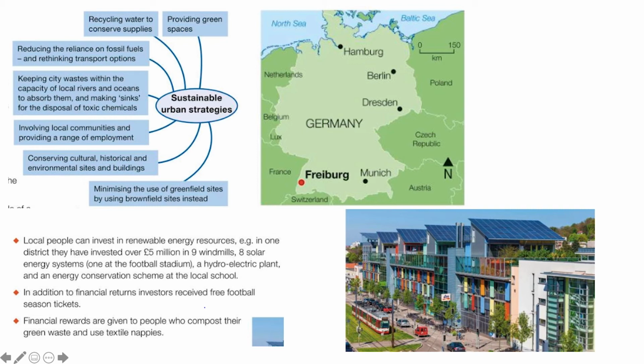It says at the bottom there that local people can invest in renewable energy resources. In one district they have invested over 5 million in 9 windmills, 8 solar energy systems, a hydroelectric plant and an energy conservation scheme at the local school. In addition to financial returns, investors receive free football season tickets. So there are financial incentives and social incentives for them to take part in this. The financial rewards are given to people who compost their green waste and use textile nappies. So if you are using reusable nappies, you are given a financial incentive to do that.